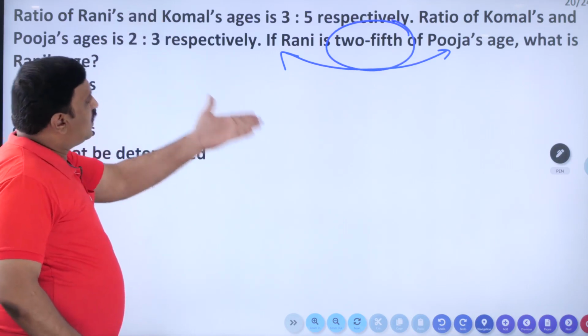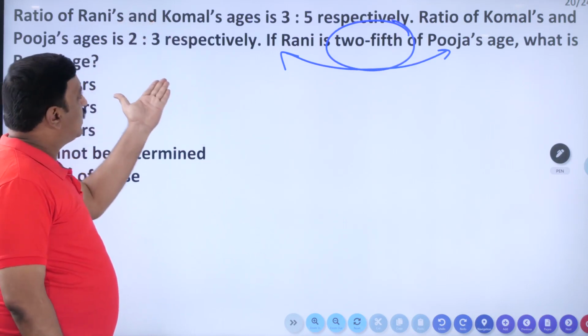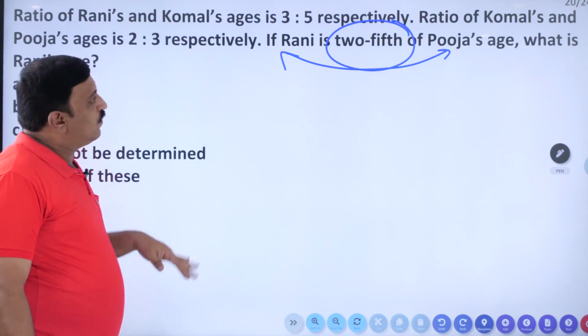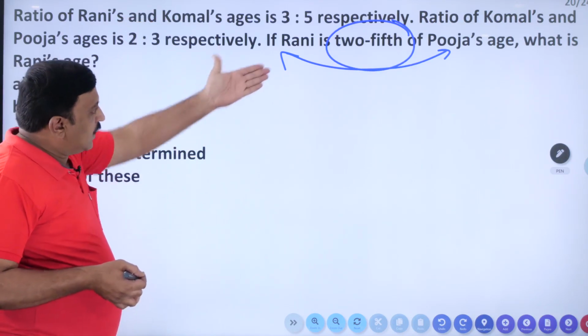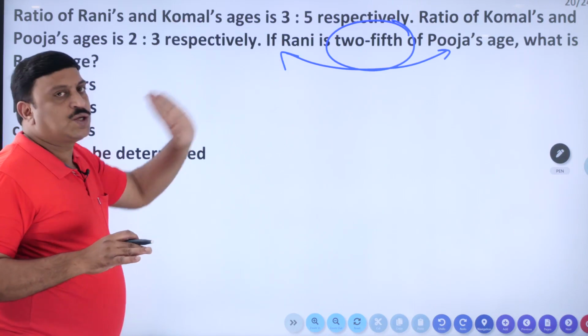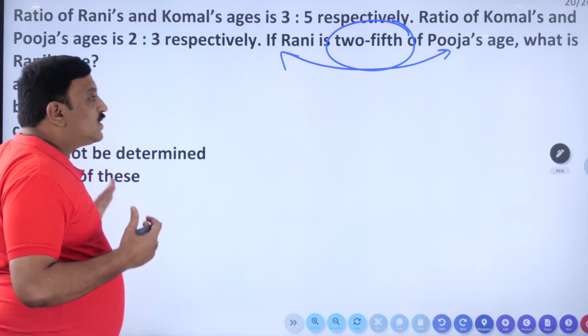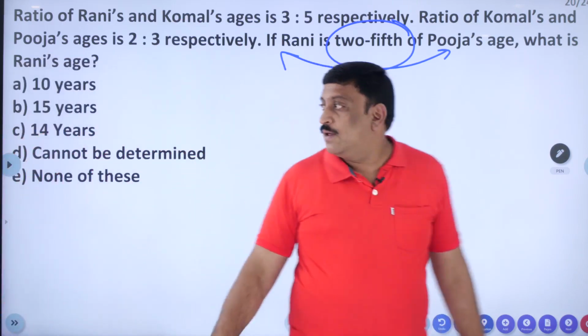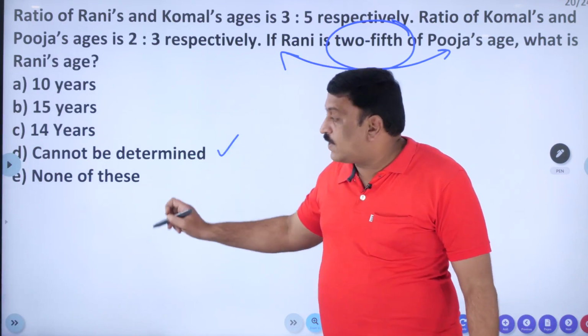Ratio is given, again a ratio is there, so two ratios are there. Will you get the answer with two ratios without being given data? No. That 2/5 is not data, it is also a ratio. So, can we get the answer? No, we should not get it. So your answer cannot be determined, none of these.